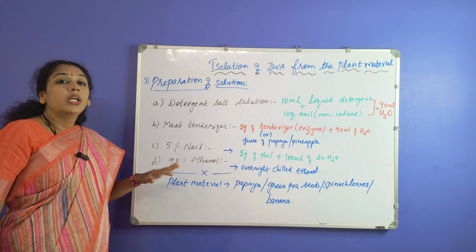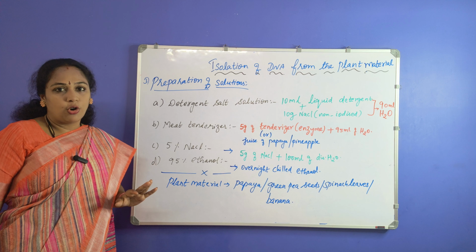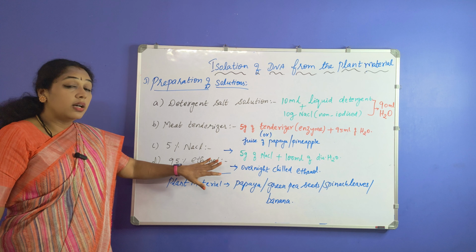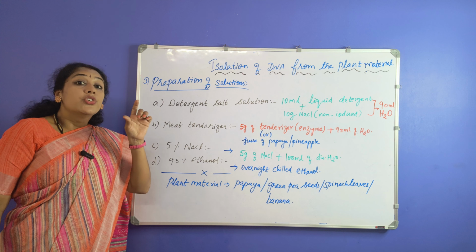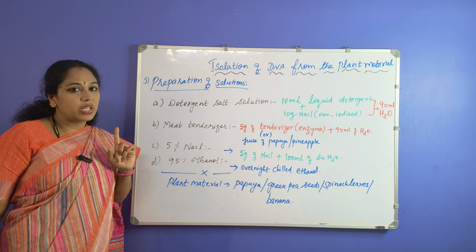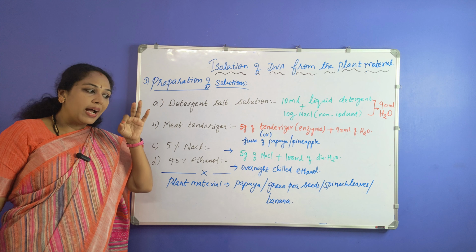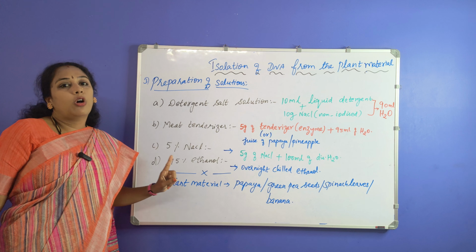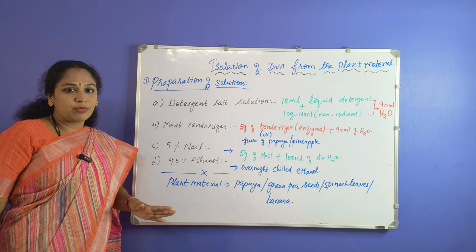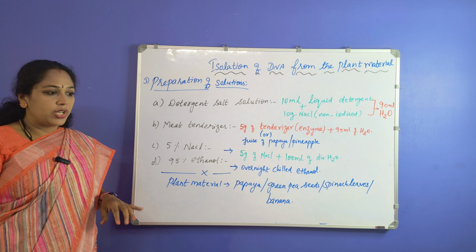The next is 95% ethanol, and again that is prepared already and kept ready, but this ethanol should be used chilled. That is very important for precipitation of DNA. Instead of normal ethanol, chilled ethanol will result in the precipitation of DNA, where the bottle itself is kept overnight in the refrigerator.